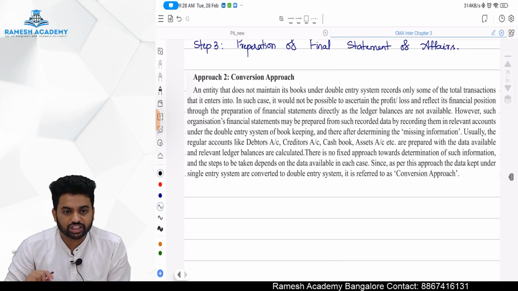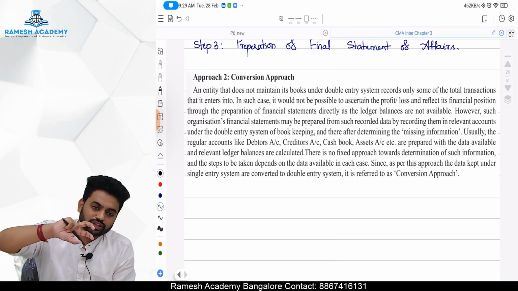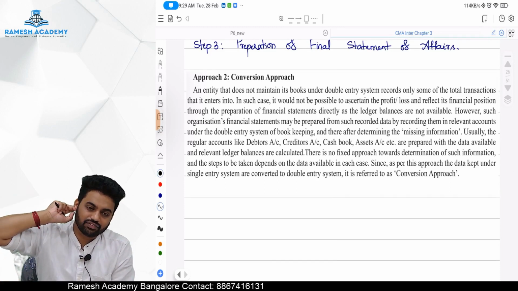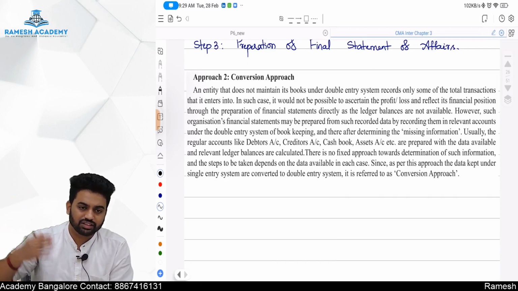Second one is conversion approach. In conversion approach, what will we do, sir? With the given data, we will try to write the ledgers. Usually, this is the method which is applied.